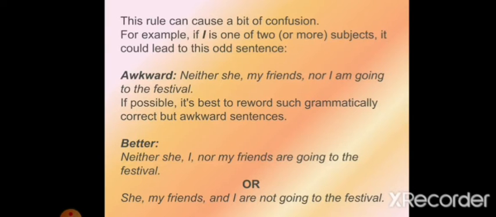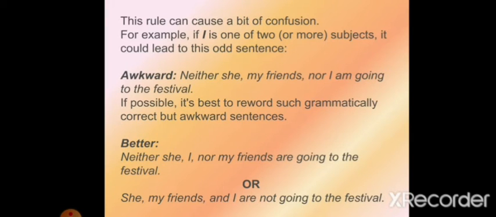Neither she, my friends, nor I am going to the festival. If possible, it's best to reword such grammatically correct but awkward sentences. See, grammatically it is correct. Neither she, my friends, nor I am going to the festival. I am. It is always I am. But when you can write it in a better manner.